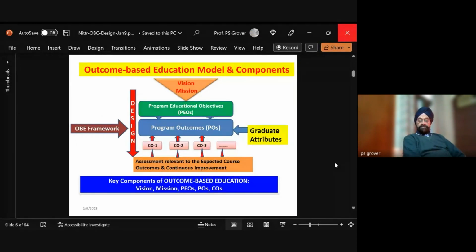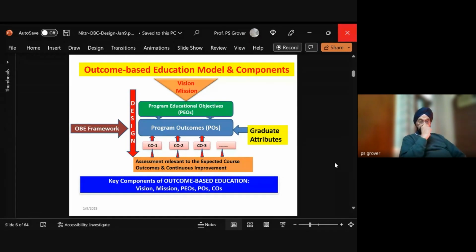Now, outcome-based education, just to recall, some of you may be familiar with this, others may not be. For the sake of completeness, the outcome-based education model says that an institution must have a vision and mission. The institution should specify the program objectives, that means what the student will do. Then the institution should specify beforehand, also known as intended learning outcomes, what the program outcome will be. BTech is a program, a certificate is a program.